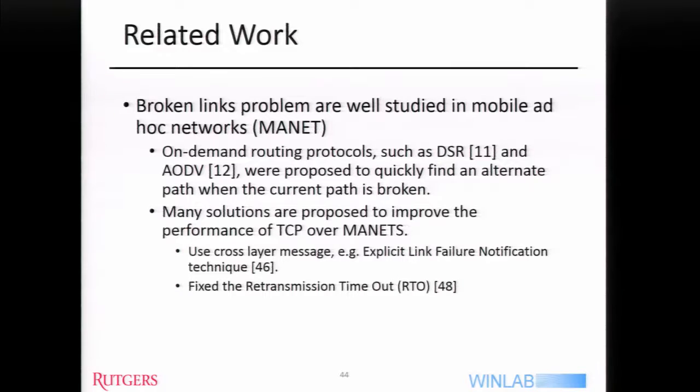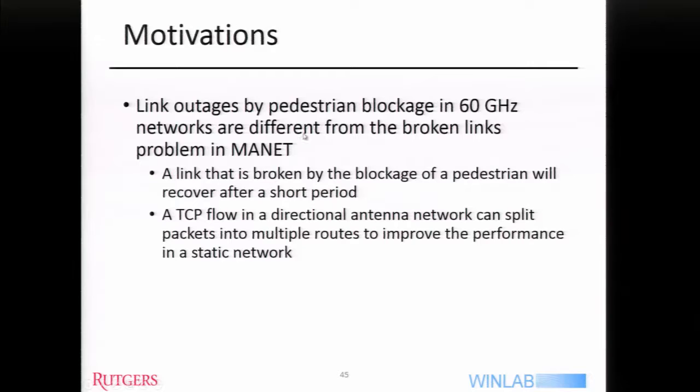Another difference is that for the traditional mainnet, they do not use TCP over multipath because there is no special reuse, so they do not want to use that. But in our previous work, we showed that TCP over multipath used in direct containers works very well. So that is the solution we came up with. The link outage, as I mentioned, is quite different from the broken link in the mainnet.